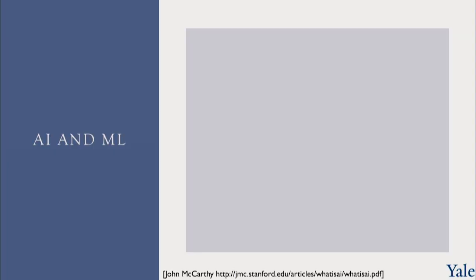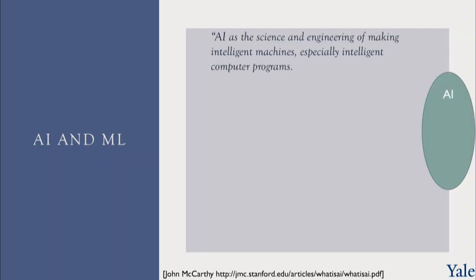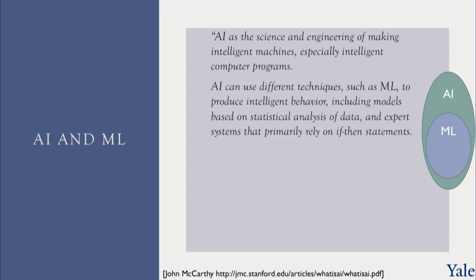So here's one set of definitions from John McCarthy from Stanford, one of the fathers of this field. AI is defined as the science and engineering of making intelligent machines, especially intelligent computer programs. So if you think about AI, it's the superset. You can see the big green oval on the right of the screen. AI can use different techniques, such as ML, machine learning, to produce intelligent behavior, including models based on statistical analysis of data and expert systems that primarily rely on if-then statements. So ML is a subset of AI.